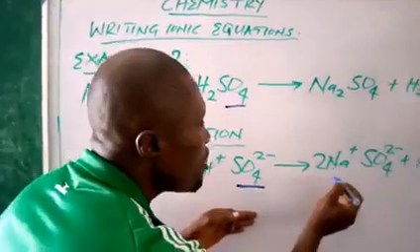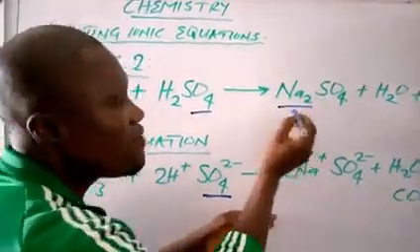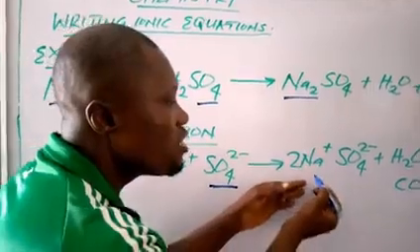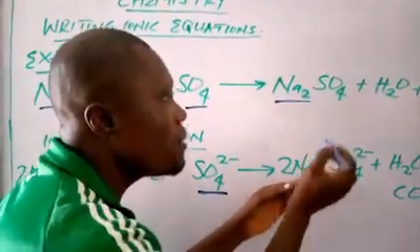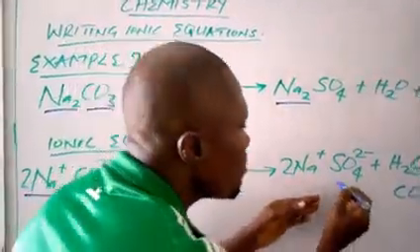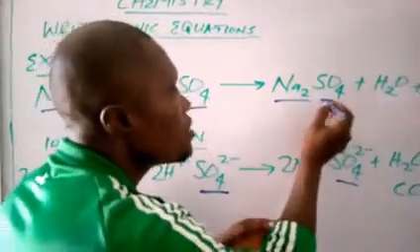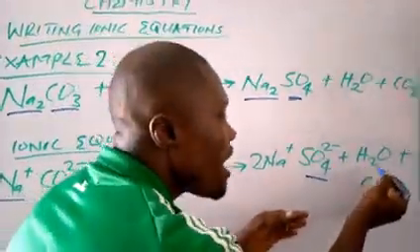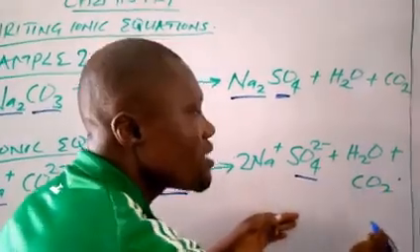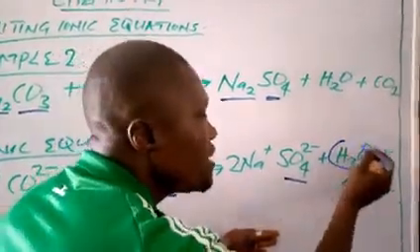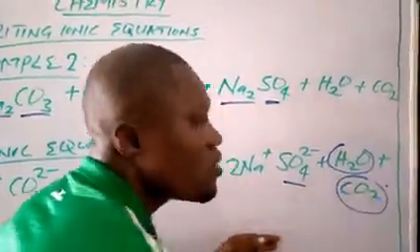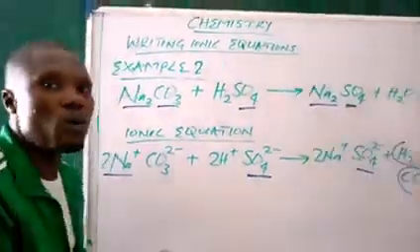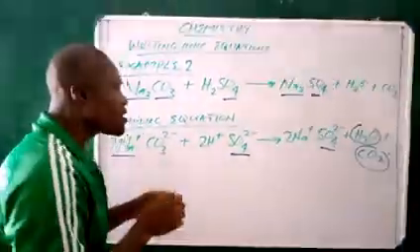Then coming to the product side here, we have Na2, which is sodium atom there. So if you bring it to the ionic form, it has to be 2Na plus. Then we also have SO4 2 minus from this particular ion here. Then together with water and carbon 4 oxide gas. Remember, we are not going to write all this in the ionic form because they are molecules and gases, just according to our rule number 3.